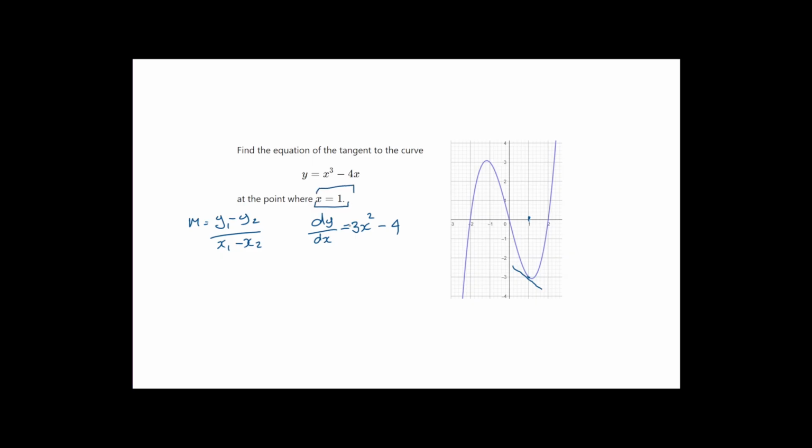Let's cut and paste x equals 1 in there. So 3 times 1 squared minus 4. So that's going to be 3 minus 4. That's negative 1.